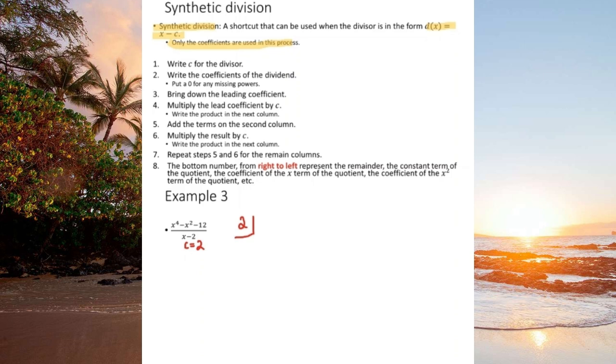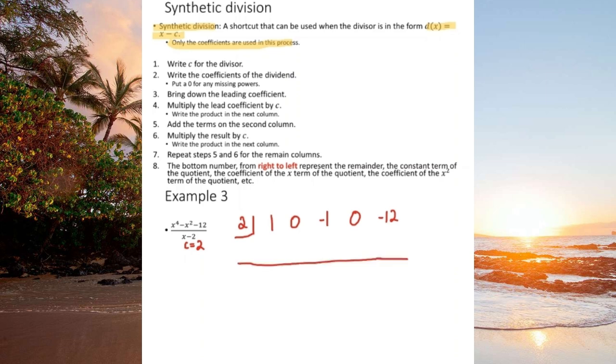Then we're going to start listing the coefficients of our dividend. Any power that's missing, we're going to represent with a 0. So we have 1 x to the fourth, 0 x cubed, since the x cubed term is missing, negative 1 x squared, 0 x because the x term is missing, and then negative 12 for the constant. And then we're going to put an underline with a little bit of space.